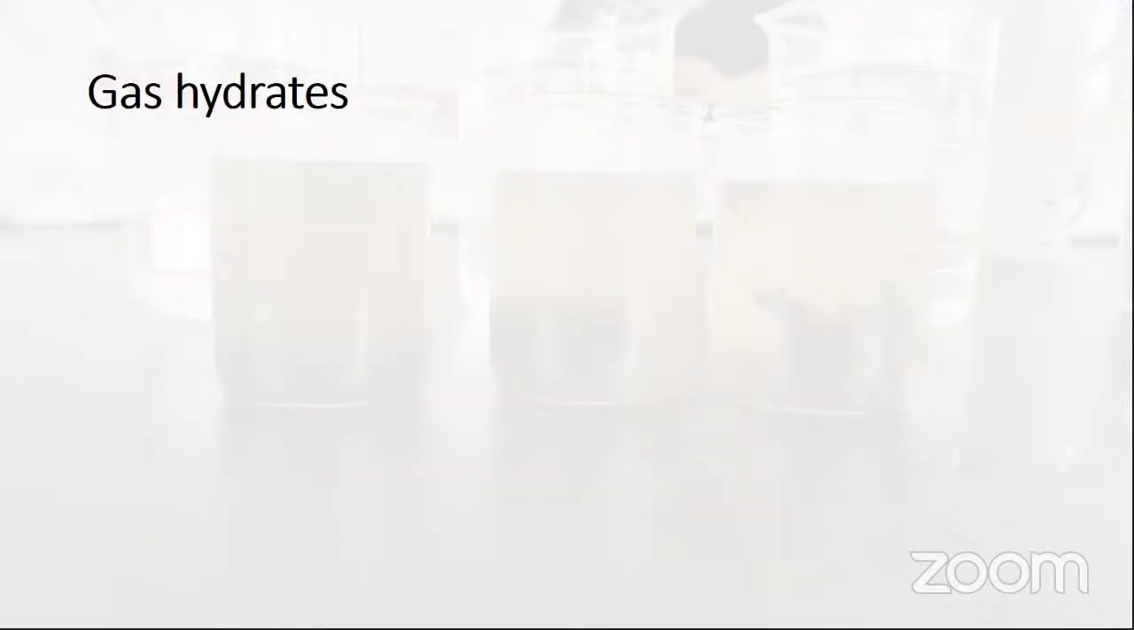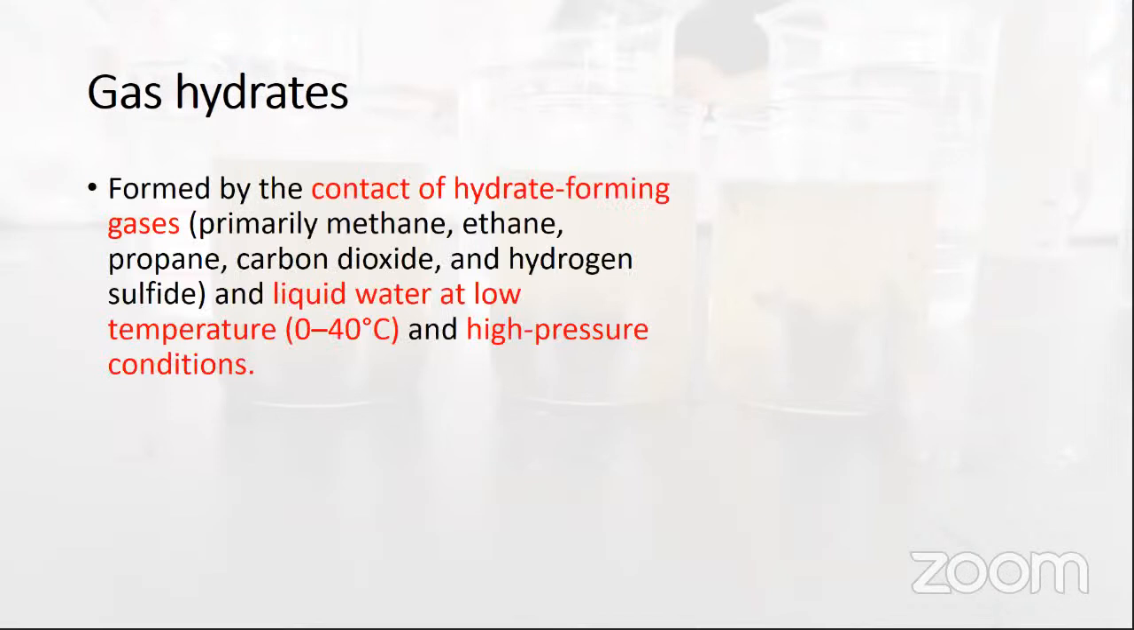Finally, the gas hydrates. The gas hydrates form when contact occurs between some gas components like methane, ethane, propane, carbon dioxide, and hydrogen sulfide and the liquid water. But this contact occurs at low temperature from 0 to 40 Celsius and high pressure conditions.